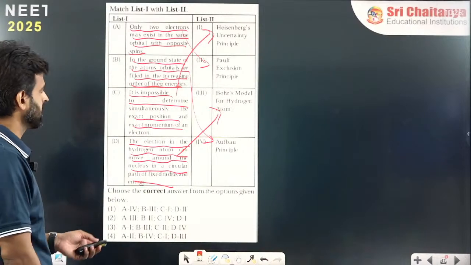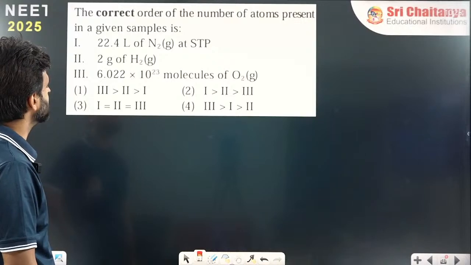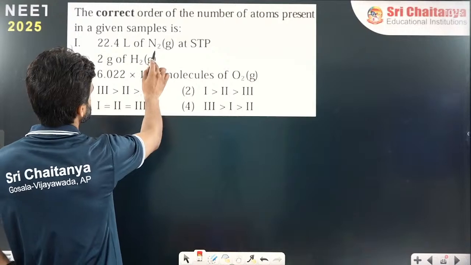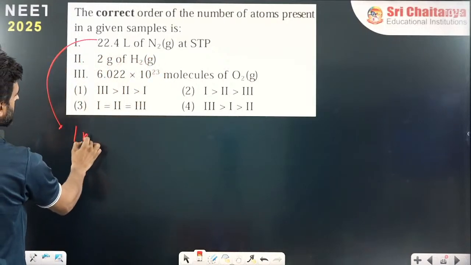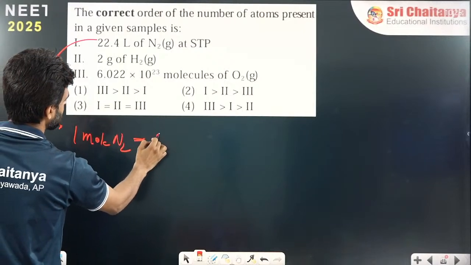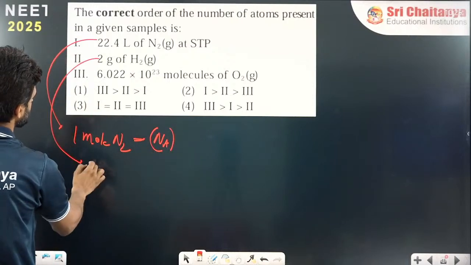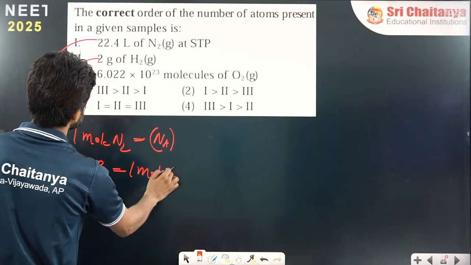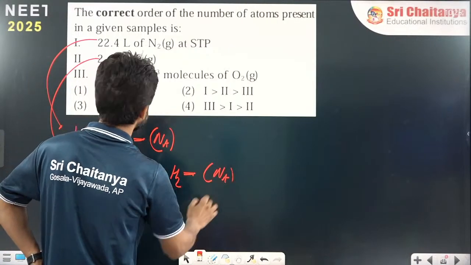Okay, easy. Now, the correct order of the number of atoms present in a given sample. Fine. They gave here volume. So 22.4 means how many? 1 mole. 1 mole N2 means how many molecules? Na molecules, Avogadro number of molecules. 2 gram means 2 by 2. Again I am saying 1 mole H2. 1 mole H2 means how much? Na number of molecules again.